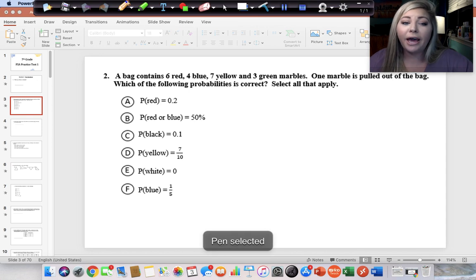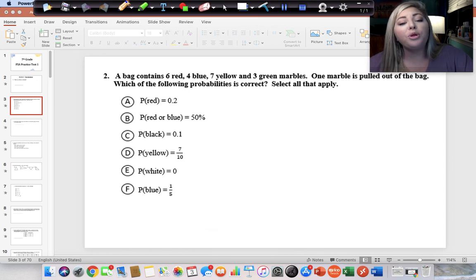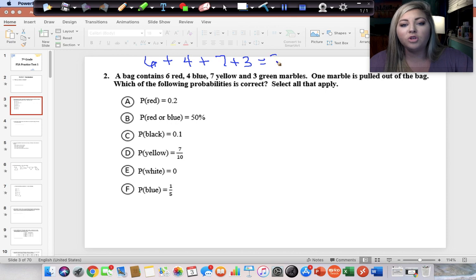Okay, it says this bag contains 6 red, 4 blue, 7 yellow, and 3 green marbles. 1 marble is pulled out of the bag. Which of the following probabilities is correct? Select all that apply. First of all, we need to know our total because that is going to be our denominator here. So basically it's 6 plus 4 plus 7 plus 3. And when you add all of these numbers together, you will get 20. 20 is your total number of marbles.